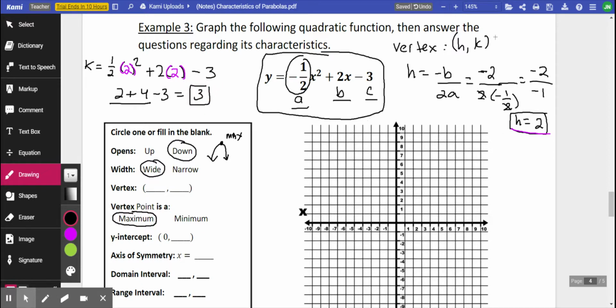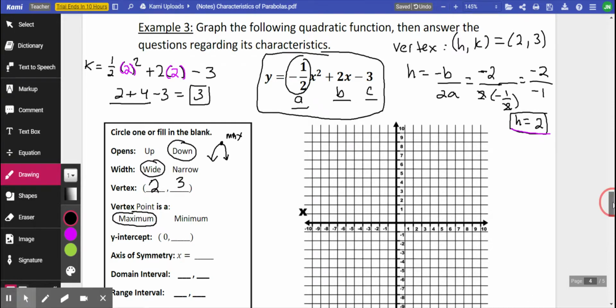So my vertex, (h, k), is also equal to the point (2, 3). So (h, k) is (2, 3). So on the left-hand side, we're going to write down the vertex (2, 3).